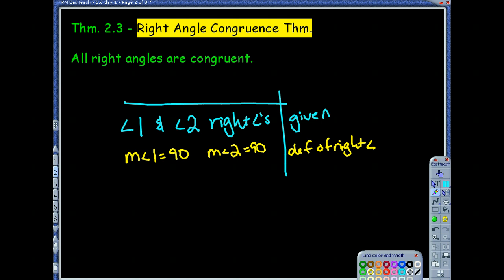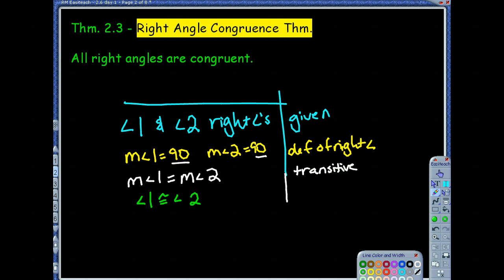Okay, and then after I said that their measures were both 90, I would have had to state that their measures are equal, so the measure of angle 1 is equal to the measure of angle 2. And that reason would have been because we could use transitive or substitution, either one, because again, transitive works for equality and congruence. And then after I said that their measures were equal, I could state that they were congruent. So angle 1 is congruent to angle 2 because of the definition of congruence.